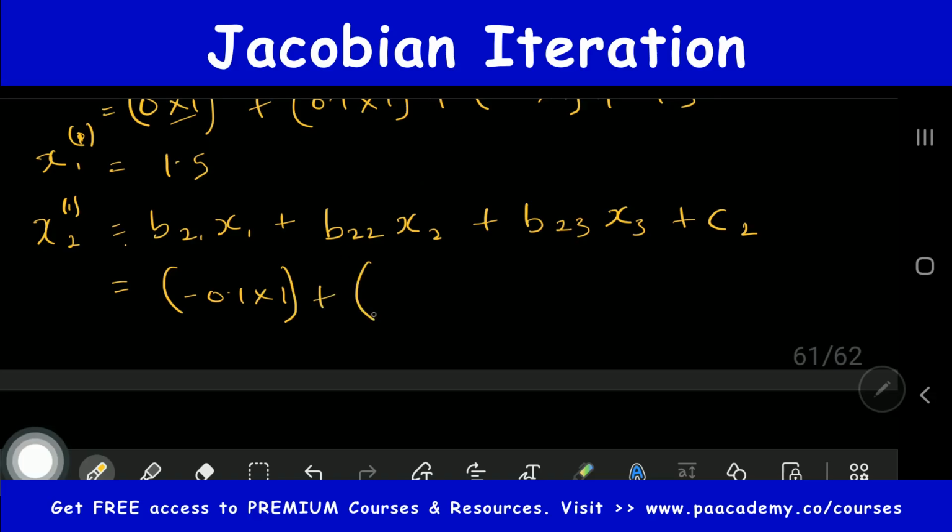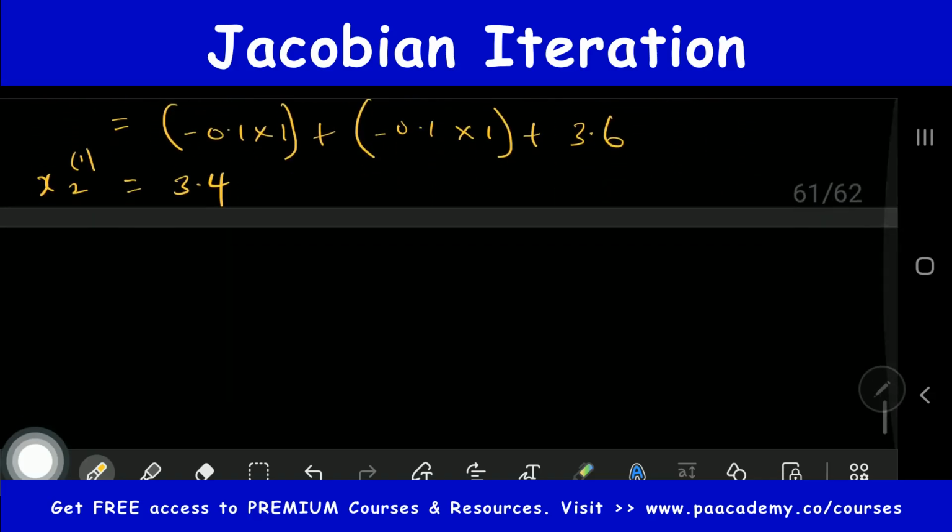So then plus b22, which is 0, so I can just ignore this and move to b23. b23 is minus 0.1 times x3. Our x3 is 1, then plus our c2, which is 3.6. If you do this correctly, you are going to get 3.4. So you can see that this answer for our x2 of 1 is different from when we use Gauss-Seidel iteration. So this is x2 of 1. Now let's do that of x3.